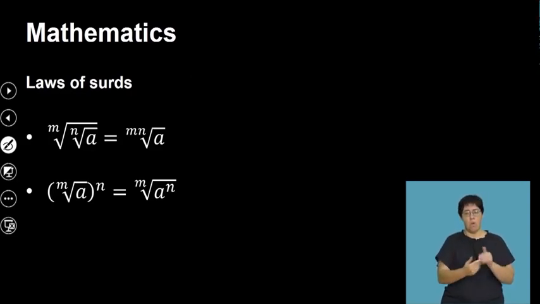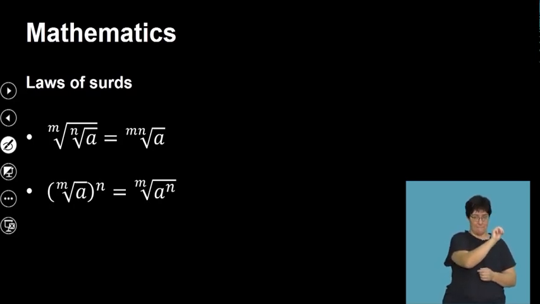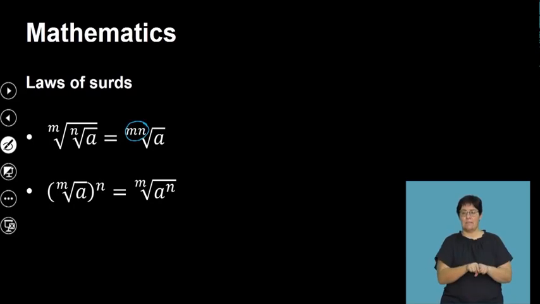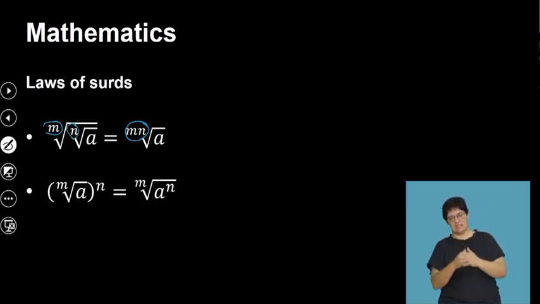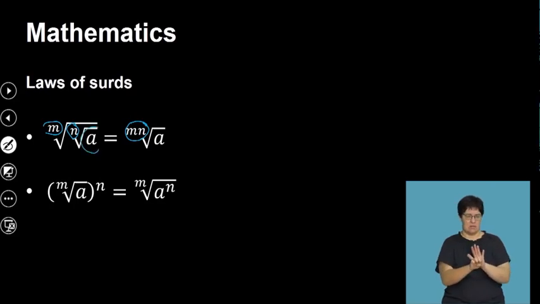Some more interesting laws will be: if I have the mth root of the nth root, it will be the same as me multiplying those, what root it is, right? So if it was 5 there and 6 here, it will then be 5 multiplied by 6, provided that it's just one term inside there.